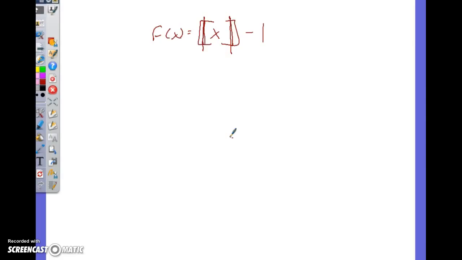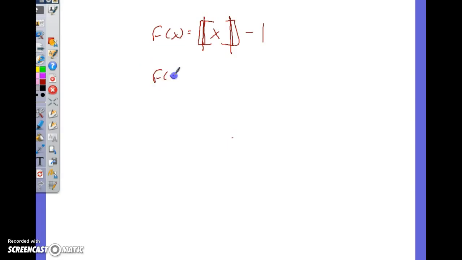So, what the heck is this? This is called the greatest integer function. GIF. It's a GIF. But greatest integer function, what does that mean? That means I only count the integer and nothing else.